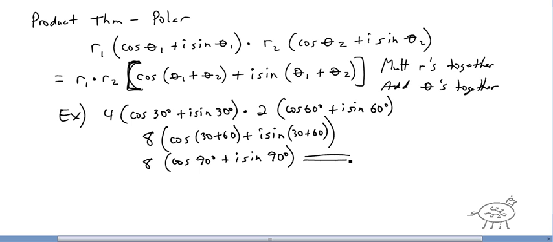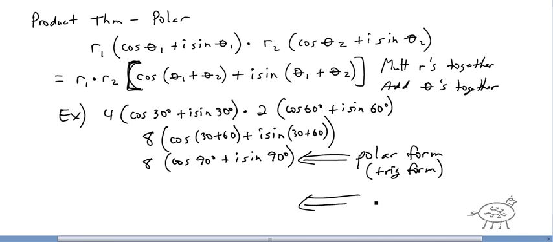Now this is really important, math fans. This is polar form, sometimes also referred to as trig form. Sometimes I'm going to ask you to give it to me in polar form. Sometimes I'm going to ask you to give it to me in rectangular form, or standard form. Just another way of saying that.